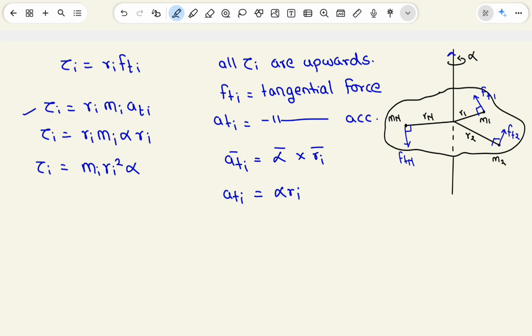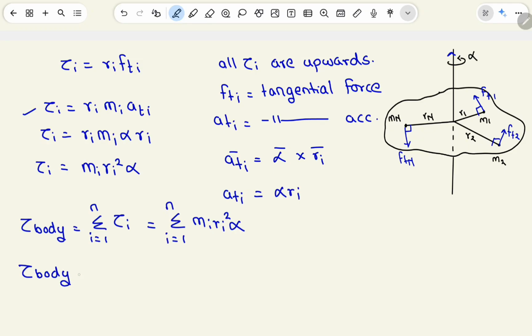And as we have said that all the torques of the particles are in the same direction, that is vertically upwards, their vector addition becomes simple. We just need to add their magnitudes as we add scalars, and the result will be nothing but the torque acting on the whole rotating body. So the torque acting on the whole rotating body is the summation of Ti from i equal to 1 to n, which is the summation of Mi Ri square alpha. Now let's substitute the values and see what we get.